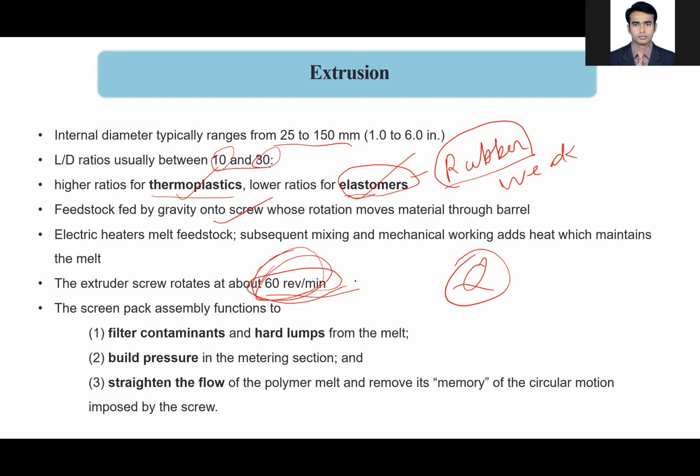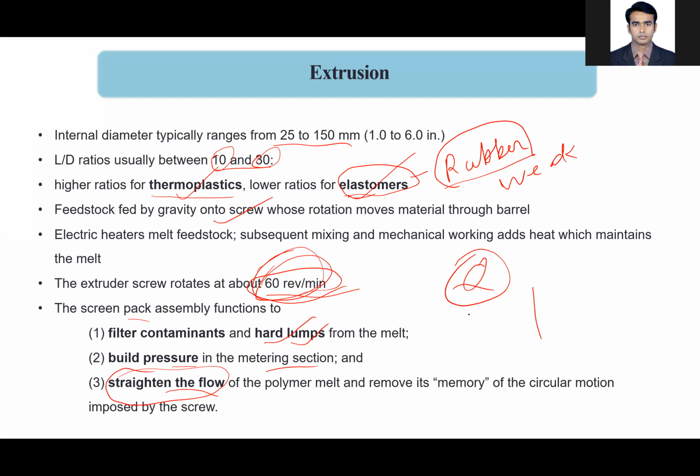And it's the function of the screen that I said, to filter hard lumps and contaminants. If there is contaminant or material that did not melt properly, which can produce defects in the final product, these hard lumps are screened in the screen pack, that means in the mesh. It also builds pressure in the metering section, increasing the pressure more and straightening the flow. This is important: straightening the flow.